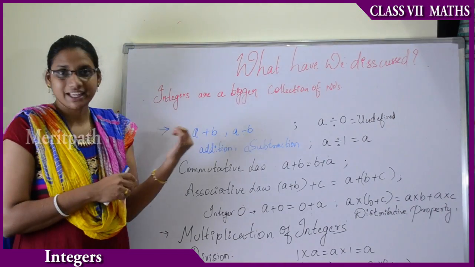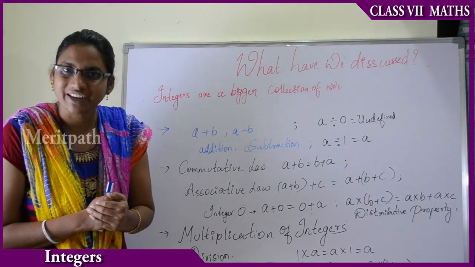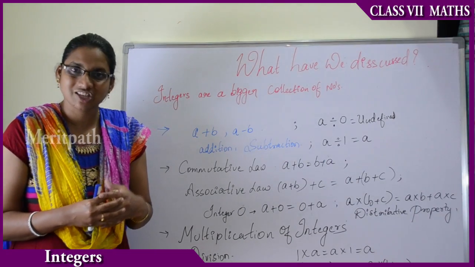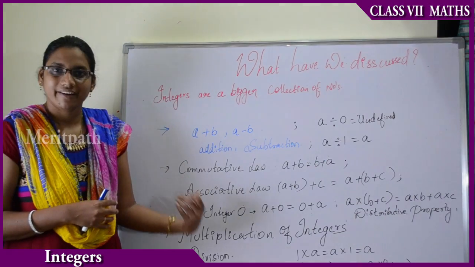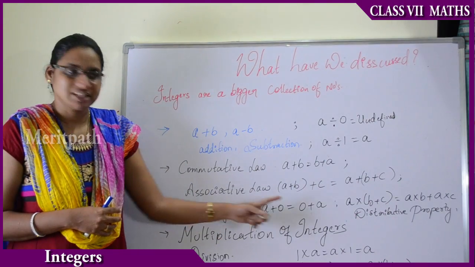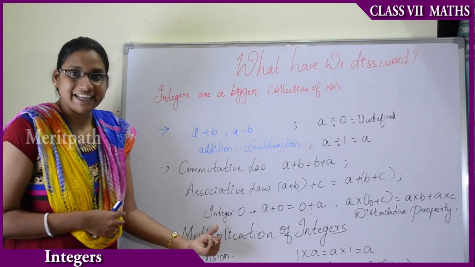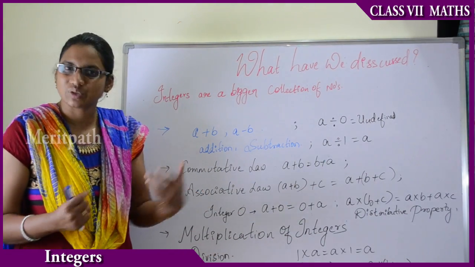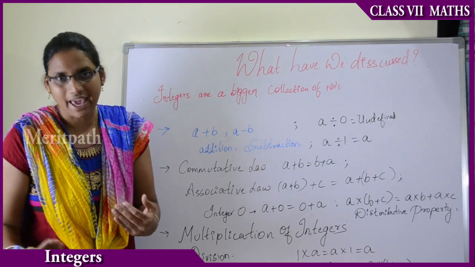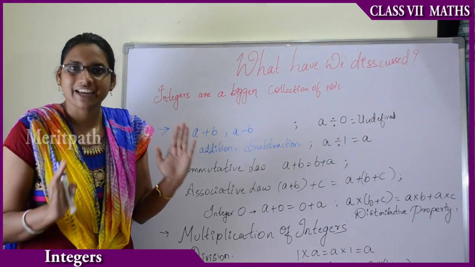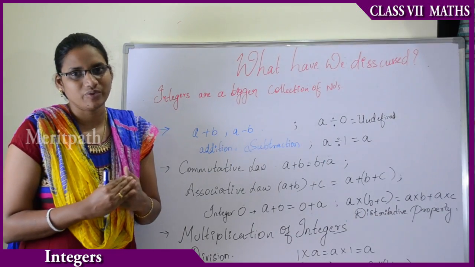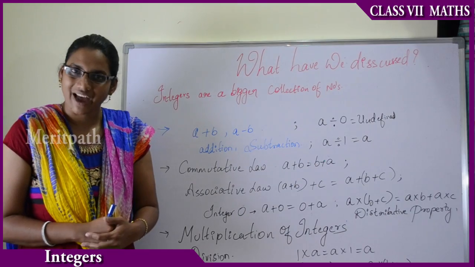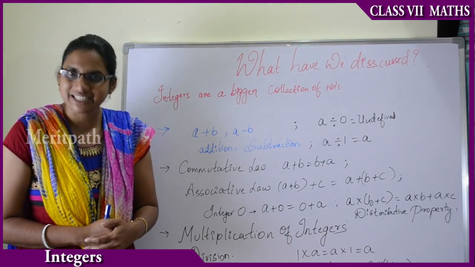And we have seen the addition and subtraction of integers and the properties which are valid for addition and subtraction, that is the commutative property, associative property, distributive property, and the integer identity, that is 0. That is a plus 0 equals 0 plus a equals a. That means whatever the number may be, when we add it to 0, we get the same number. That is the additive identity of addition and subtraction of integers, right?